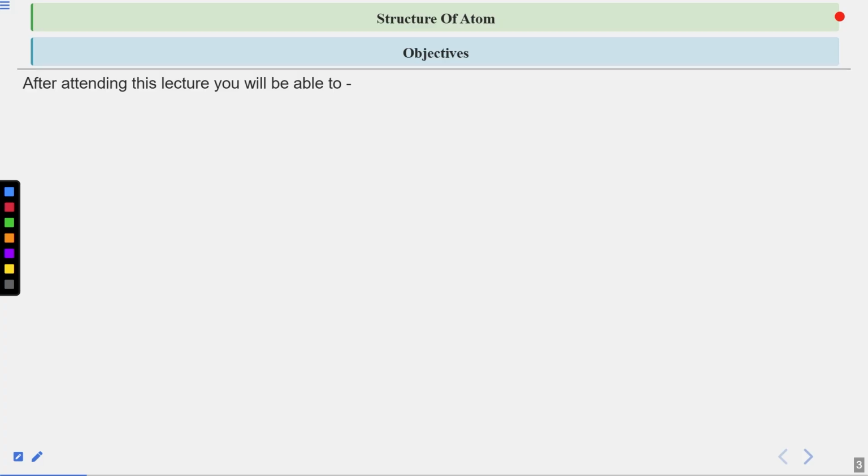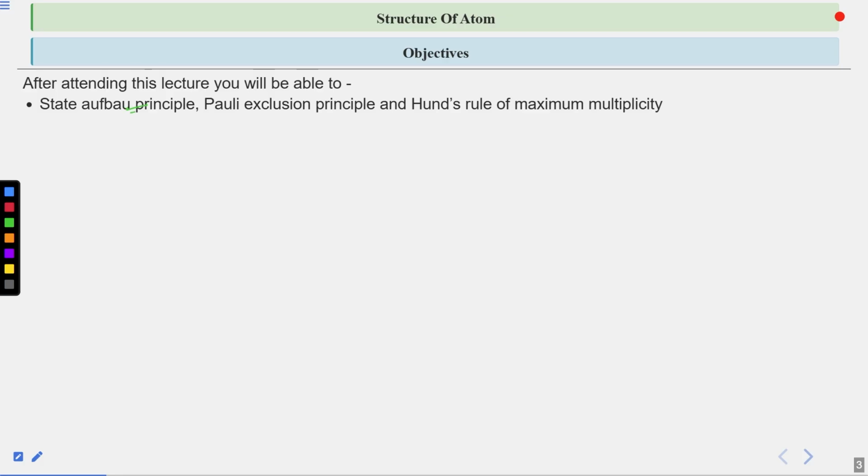In this lecture, we will be seeing the Aufbau principle, the Pauli exclusion principle, and Hund's rule of maximum multiplicity. Second thing is that we will be focusing on the writing of electronic configuration for different types of atoms.